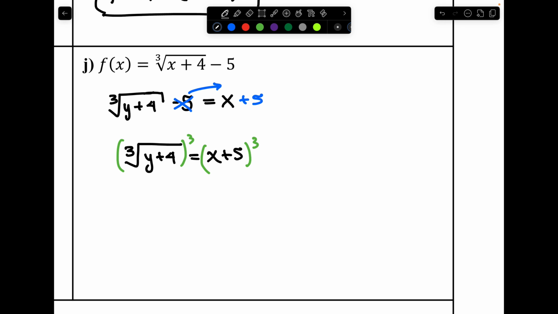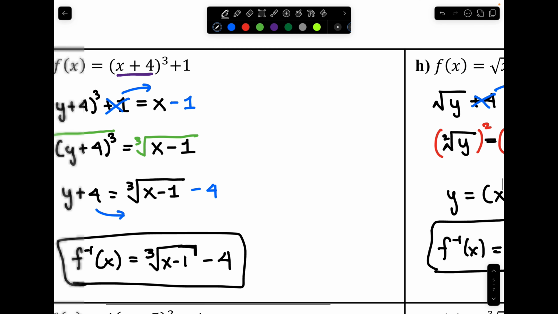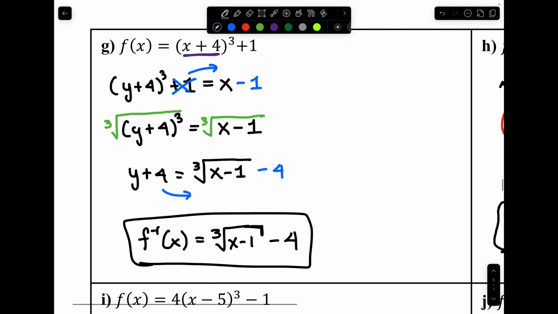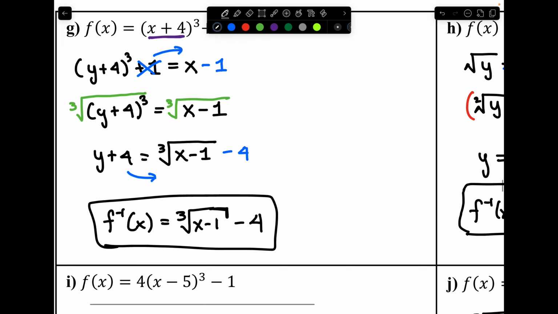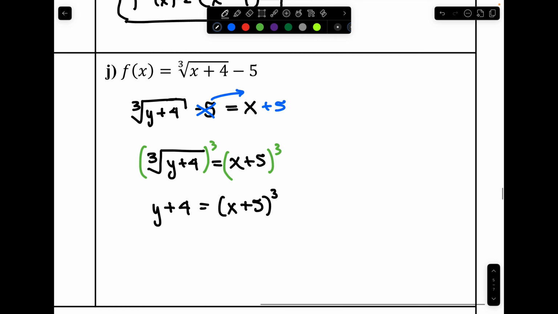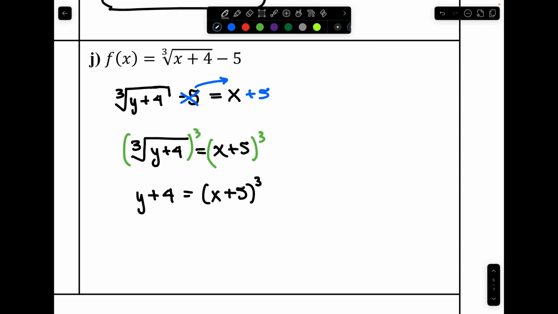So by raising both sides to the third power, that will get rid of the root. We end up with y plus 4 equals (x plus 5) to the power of 3. Now, to solve this, we could do the exact same thing that we did in the previous example up here, which is again just to move the 4 out of the way. So you see a lot of these steps are just recycled steps, and you're doing the exact same thing.